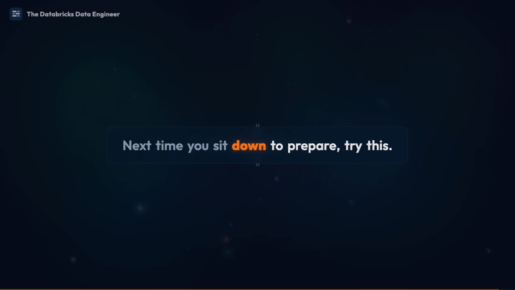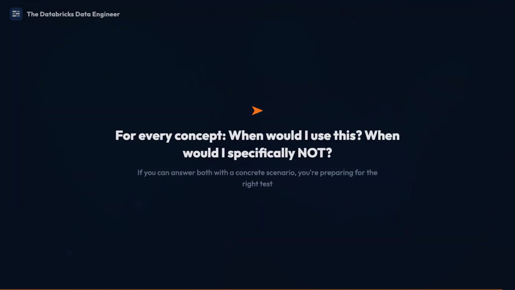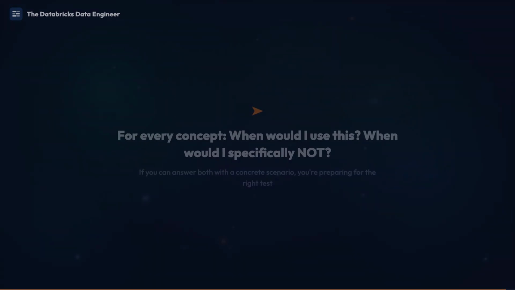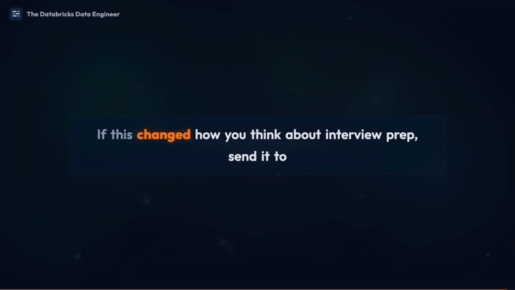Next time you sit down to prepare, try this. Pick one concept from your study notes. Then ask yourself two questions. When would I use this? And when would I specifically choose not to? If you can answer both with a concrete scenario, you're preparing for the right test.